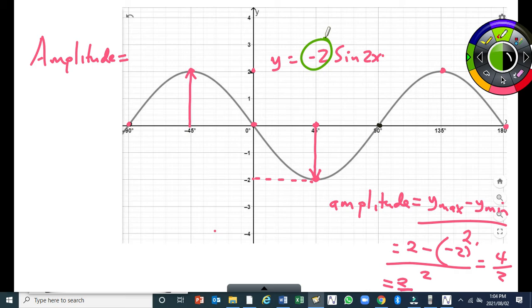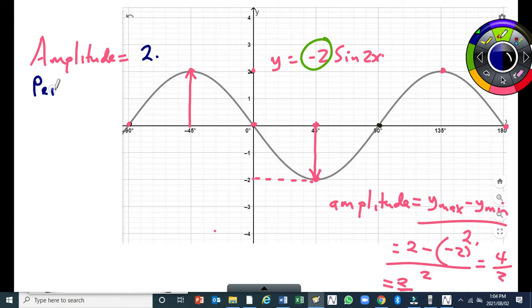Then we can have many questions on this graph. For now, I'm not going to talk about interpretation as yet. There are questions on interpretation that can come up from this graph. All right, so we have amplitude equal to 2.